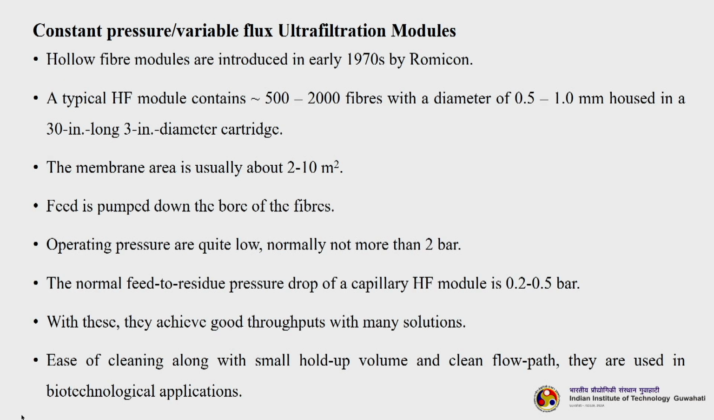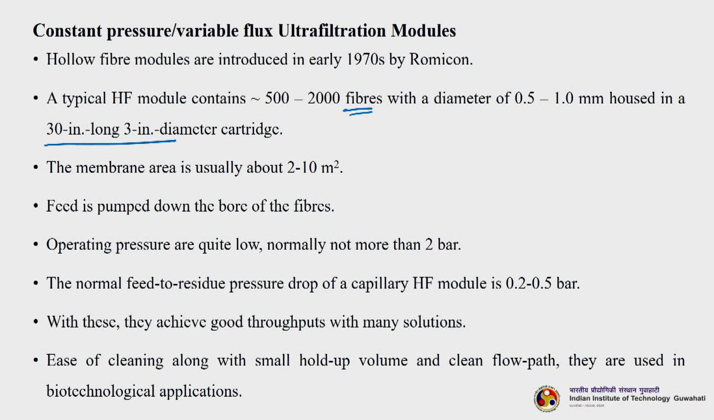The next category is hollow fiber modules. They were introduced in the 1970s by Romicon. A typical hollow fiber module usually contains 500 to 2000 single fibers, with a diameter of 0.5 to 1 mm, housed in a 30-inch long and 3-inch diameter cartridge. Please understand that this is not sacrosanct; this is usual. It can be smaller or larger than this size also. The membrane area is usually about 2 to 10 square meter.